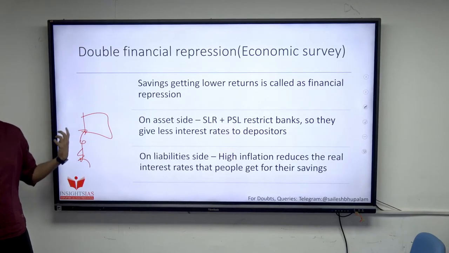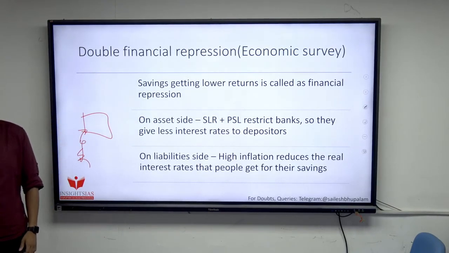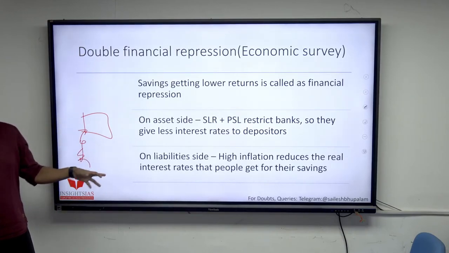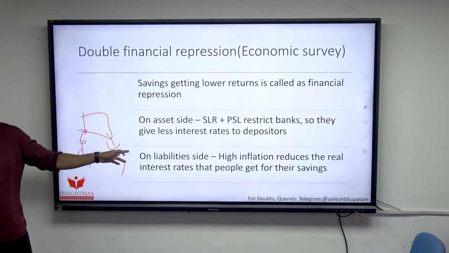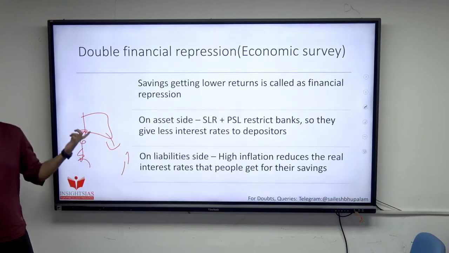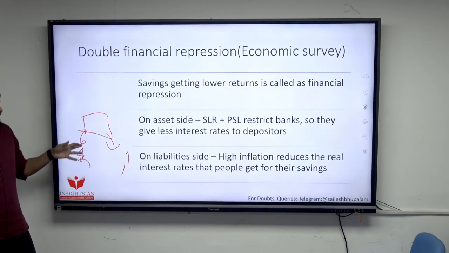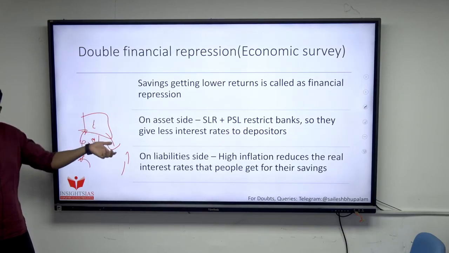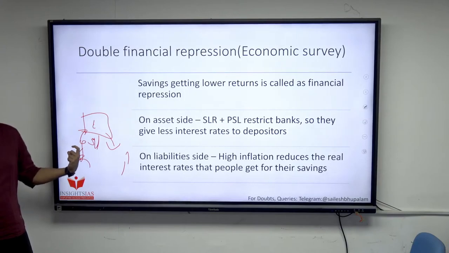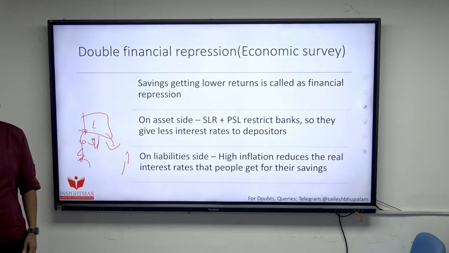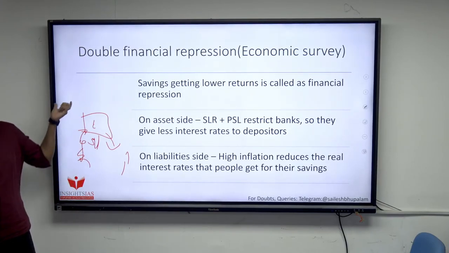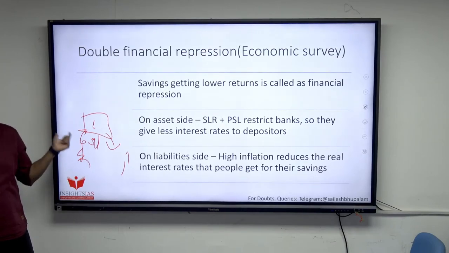Usually it happens with inflation, in every country it happens. But in India, one more extra, double, second factor has been created. Because the NPAs have increased and banks are facing losses, what banks are doing is deliberately reducing the interest rate. 4% has been reduced to 3%. That is another reason why savings are earning even lesser interest. That is the second factor added. That is what the Economic Survey is calling double financial repression.